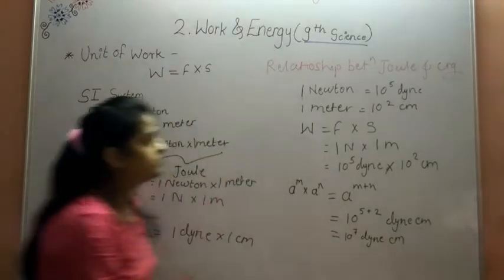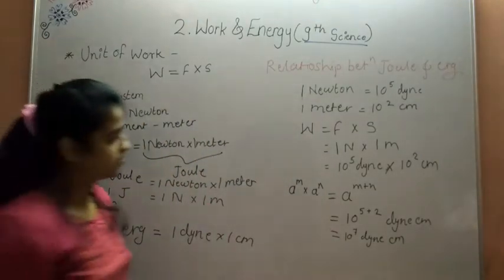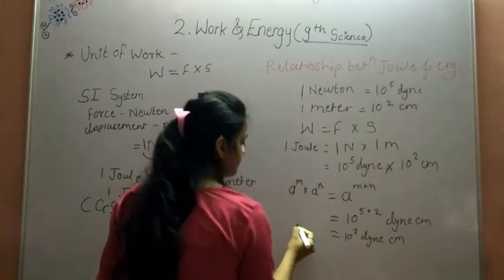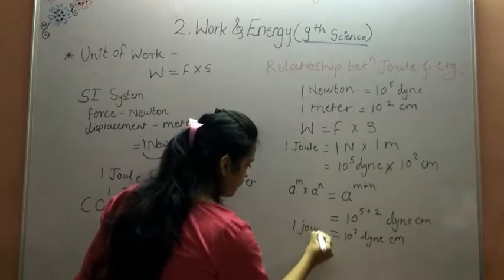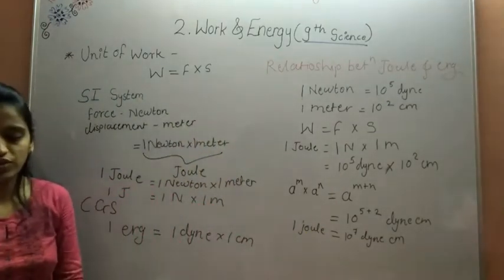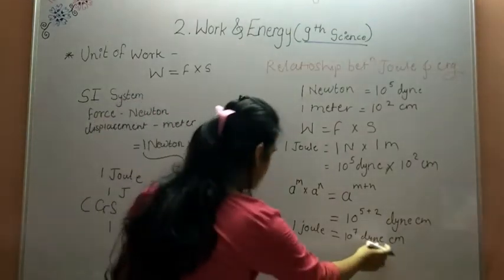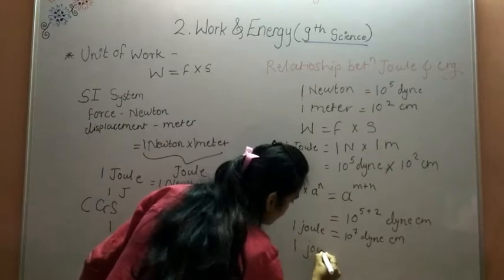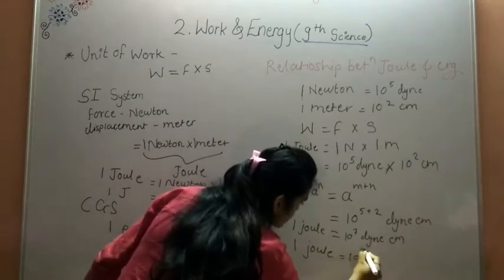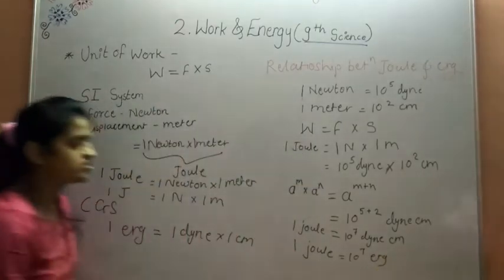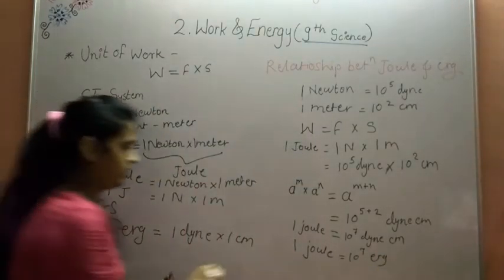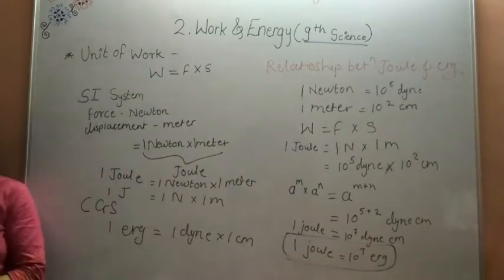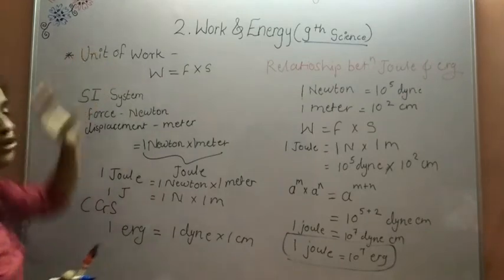So this is the value of 1 joule. 1 joule is equal to 10 raised to 7 dyne centimeter, which is equal to 1 erg. So 1 joule is equal to 10 raised to 7 erg. This is the relationship between joule and erg. This is the unit of work.